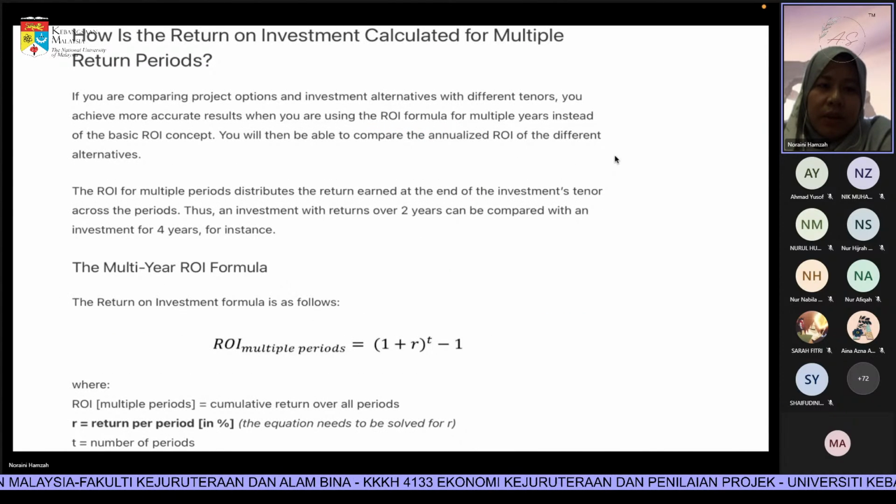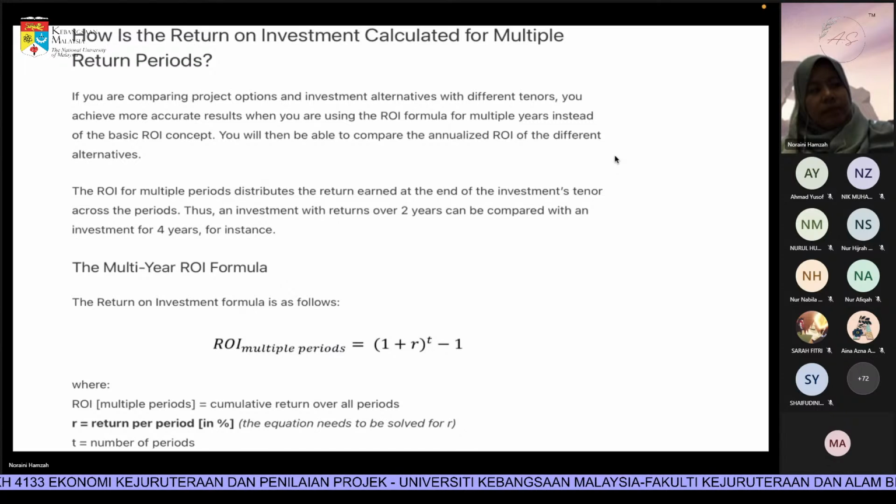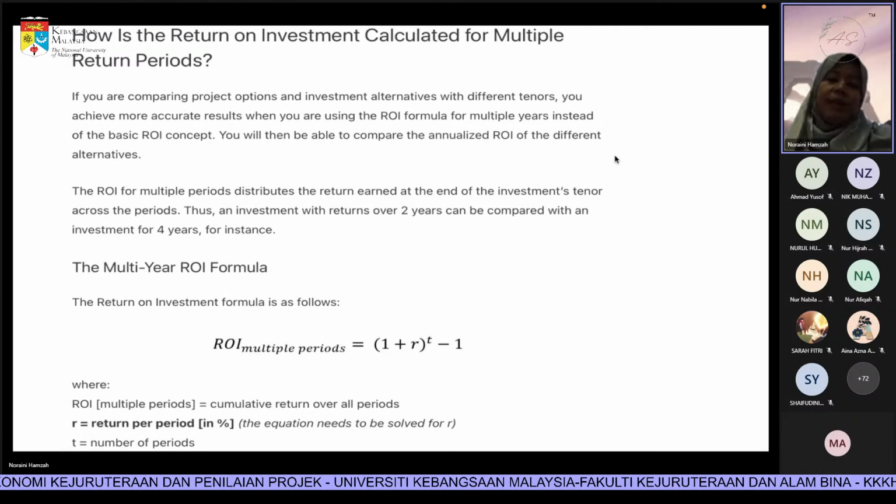Tetapi okay, ada juga formula yang okay. Macam mana pula, how is the return or ROI calculated for multiple return periods? Okay, sebenarnya dia ada juga formula dia macam ni. Cuma kita jangan gunalah formula ni. Tapi biasa orang akan kira ROI tu dia tak sedetail macam ni. Sebab dia tak nak tanya tahun 1, tahun 2, ROI tahun 1 berapa, ROI tahun 2 berapa, ROI tahun 3 berapa. Orang akan tanya dalam projek biasa ROI dia berapa. Macam tu je terus. So, kita akan bagi the lump sum figure normally.